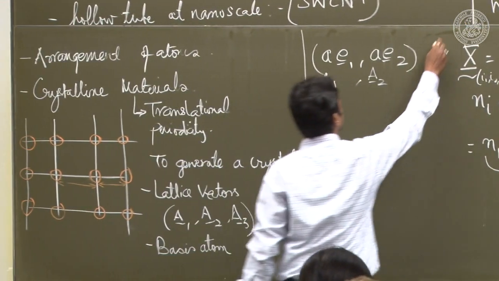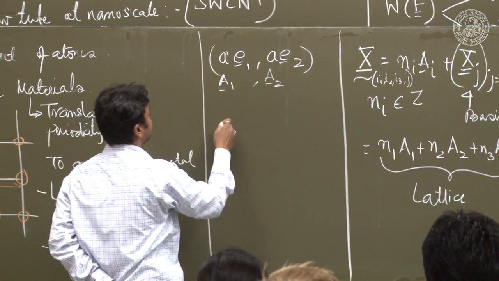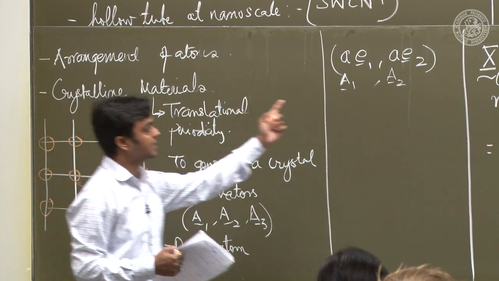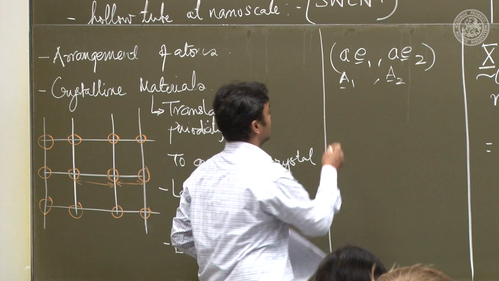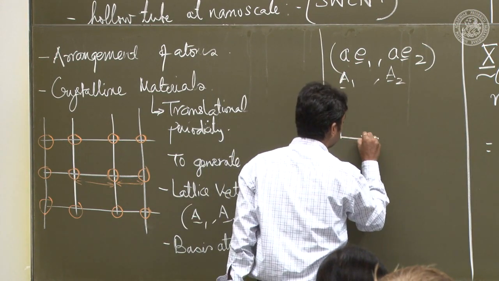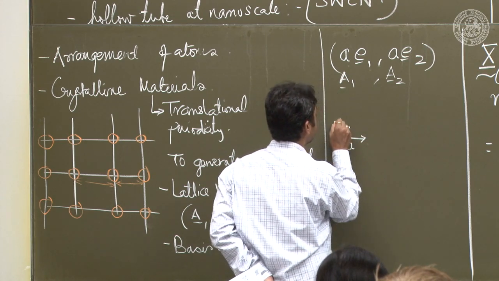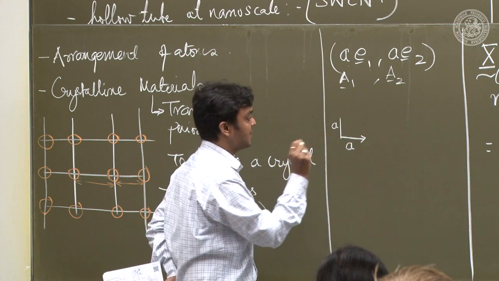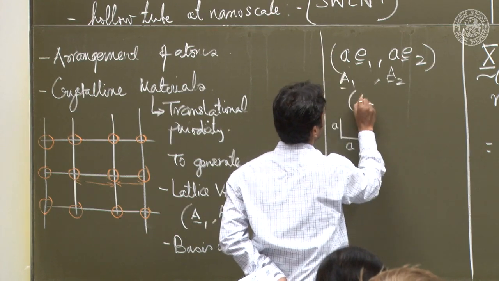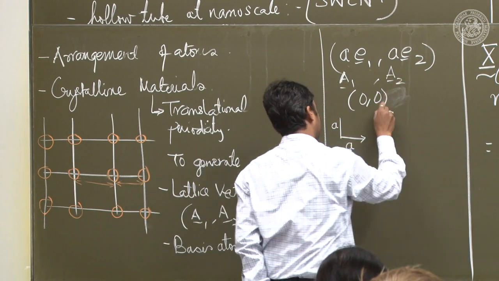So what you see is, as I said, I need to generate this crystal. So first of all, I generate the lattice points for that. So I have a1, a2. I set my origin somewhere here. So that's my a1, that's the first one, and that's a2. And I put my basis atom, and now I'm saying that this is a lattice vector, and the basis atom I'm saying as 0, 0, 0.